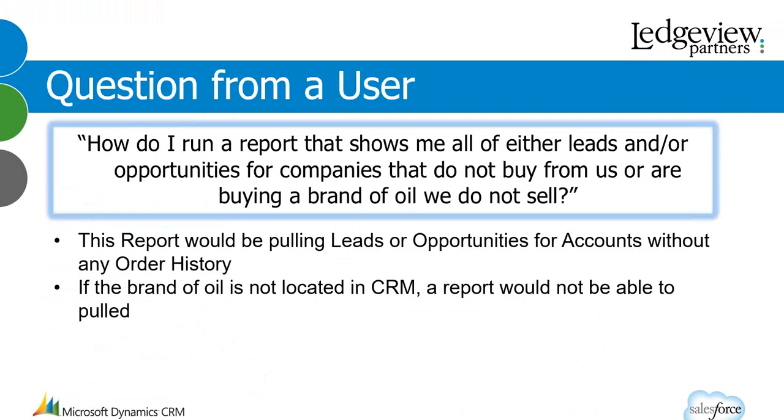Our first question is, how do I run a report that shows me all of either leads and/or opportunities from a company that do not buy from us or are buying a brand of oil we do not sell? This kind of goes to our earlier topic of pulling a negative, looking at a record and looking to pull some data that doesn't exist. So this report would be pulling leads or opportunities for accounts that don't have any order history. That would be a custom type report. And regarding the second part of the question, if the brand of oil is not located in CRM, a report would not be able to be pulled.